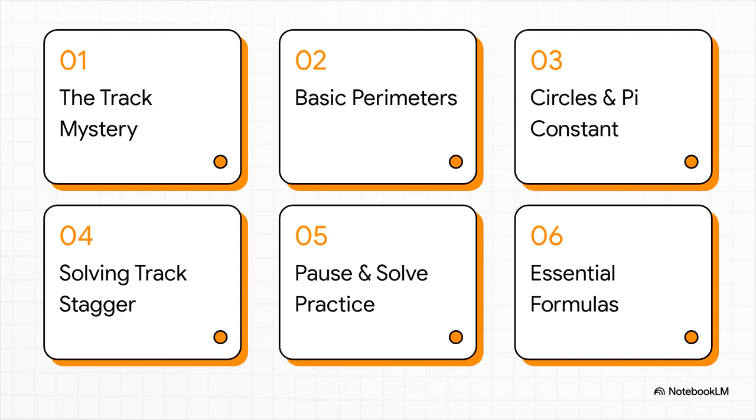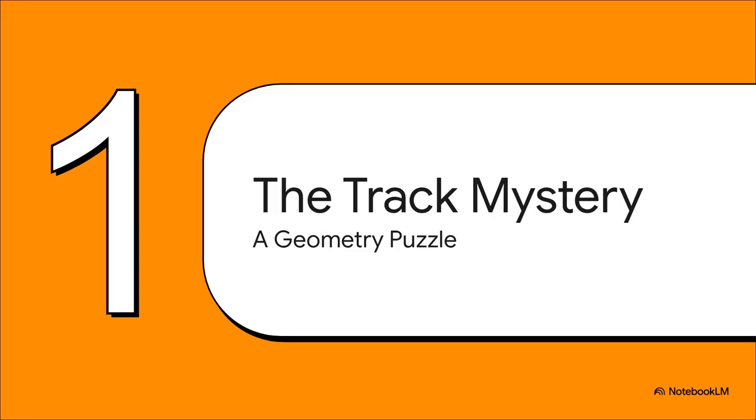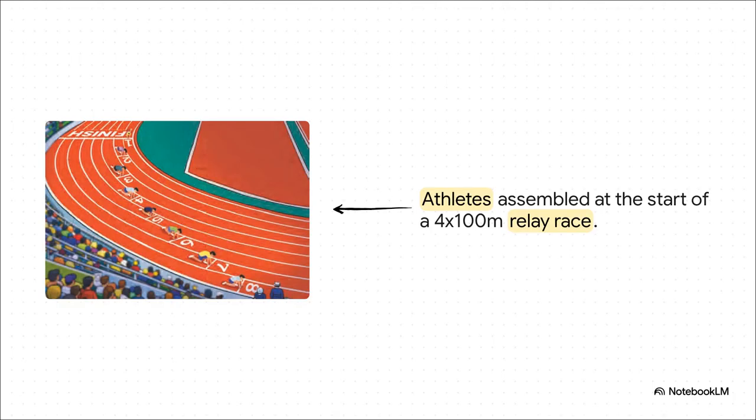of our time together. Section 1, the athletics track mystery. We are going to start right at the Olympic starting line with a classic geometry puzzle. Take a really close look at this 400-meter track. Notice anything weird? The athletes lined up for this 4x100-meter relay are definitely not starting at the same line. The runners in the outer lanes start way ahead of the folks in the inner lanes, yet they all cross the exact same finish line.